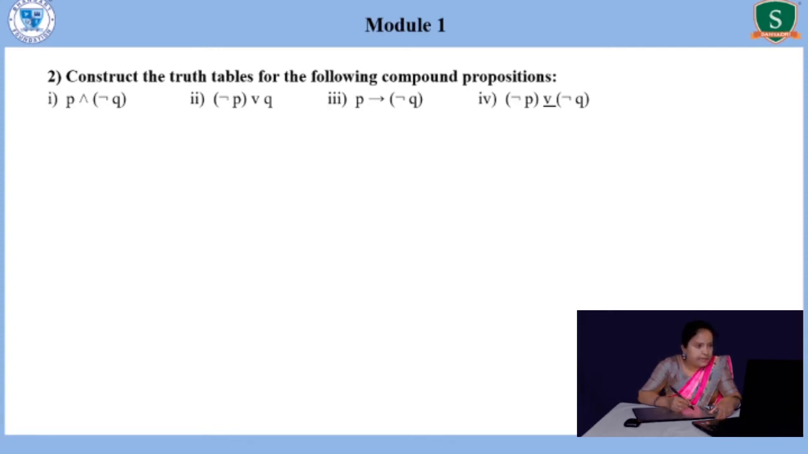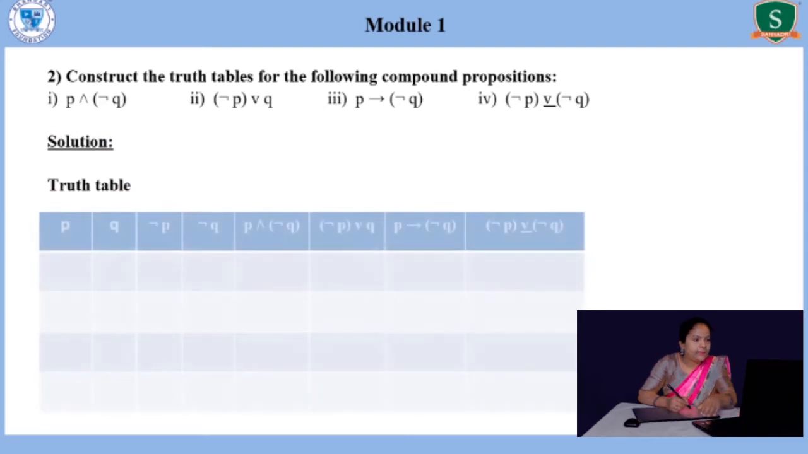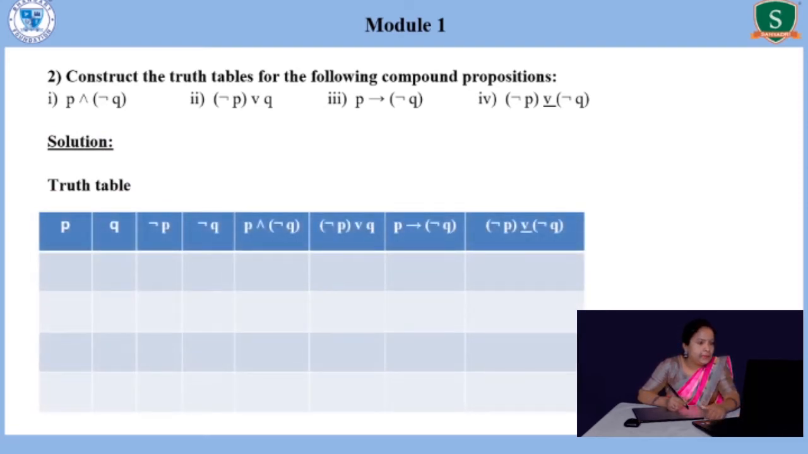So let's draw the truth table for this statement. First I have written P, Q, then negation P and negation Q. It is required to find out the truth values of all these statements. Next, I am finding the truth values of the first one, then the second one, then the third one, and last, the last one. First I'll write the truth values.